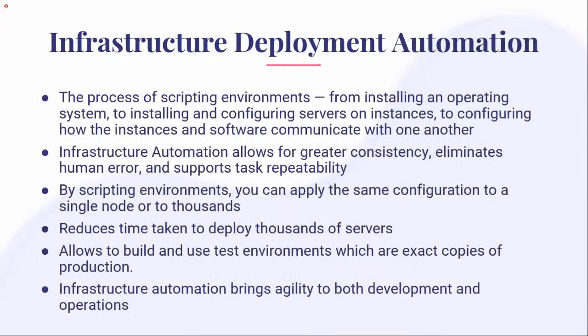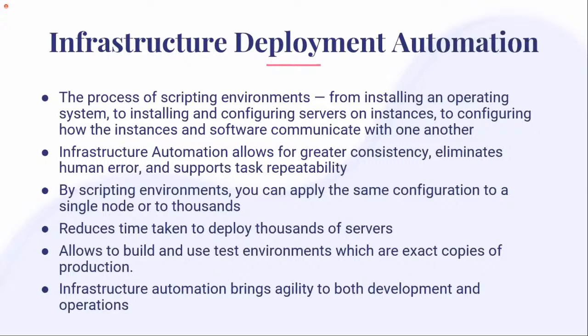Now let's look at what exactly automation means when it comes to infrastructure deployment. A simple automation process is nothing but writing scripts to build up the infrastructure or the environment that we need. It starts right from installing an operating system, to installing and configuring your instances or virtual machines, and setting up the networking on top of it, and how basically the software communicates with each other, right?